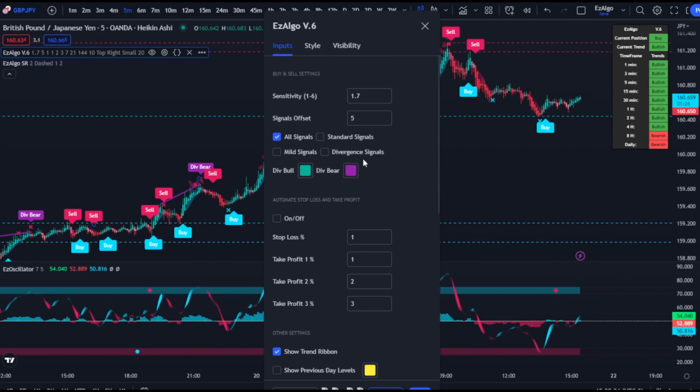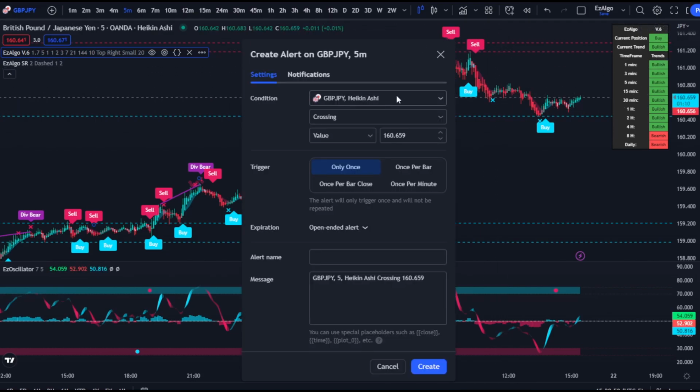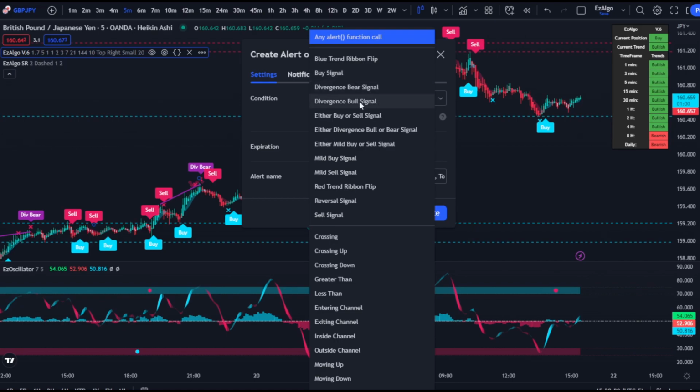And also on the V6, we've simplified the user interface, right? The inputs, we've cleaned it up a little bit. We have all signals, the standard signals, which of course are the buy and sell signals, the mild buy and sell signals, and then of course the divergent signals. These signals also come with real-time alerts. So if you guys don't want to be sitting in front of your computer all day, you can create an alert for EzAlgo V6. Come down here to divergence signal, or either divergence bull or bear signal.